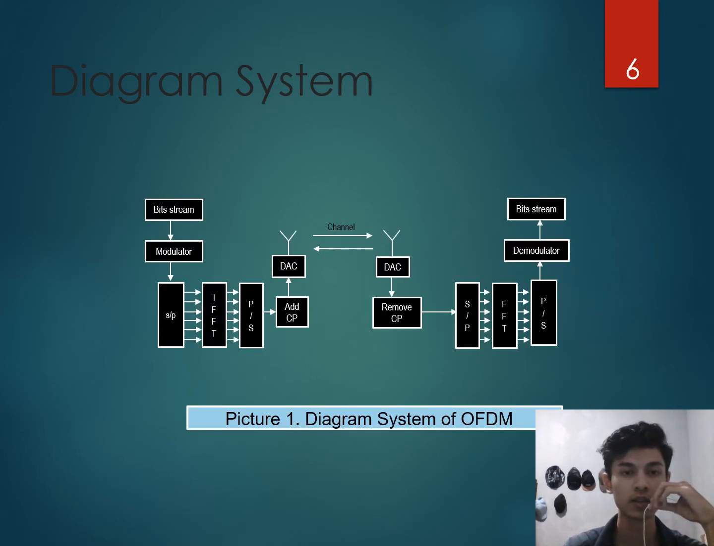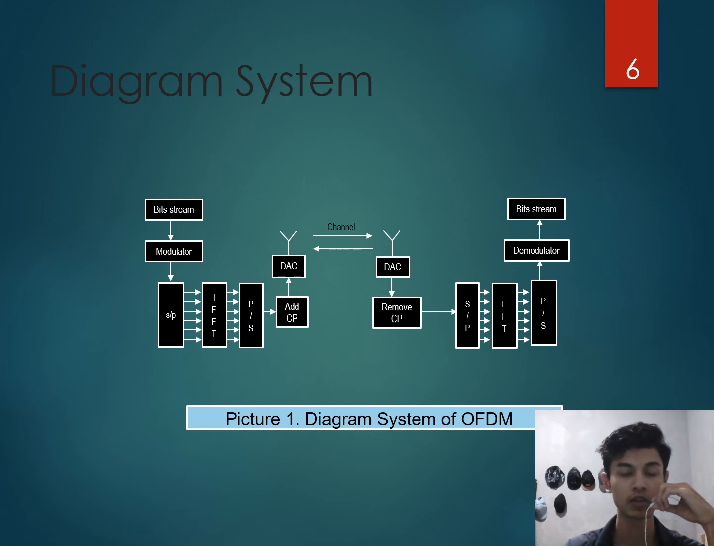And this is the diagram system of OFDM. First, the bit stream goes to the modulator. The modulator could be maybe QAM or QPSK or PSK, but maybe I will use the QAM for my final project or my research. And then from that, it goes to serial to parallel converter, and then goes to IFFT. IFFT is converting the signal from frequency domain to time domain. And then from that, it goes to parallel to serial to make it a serial signal again.